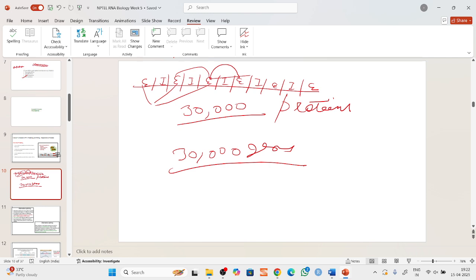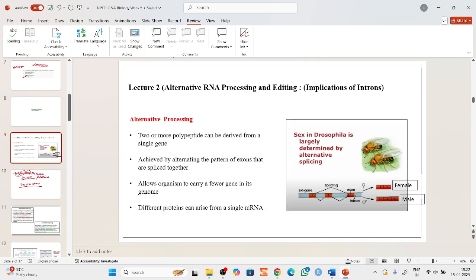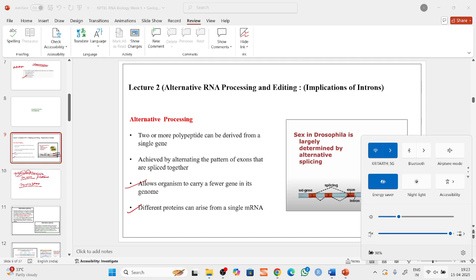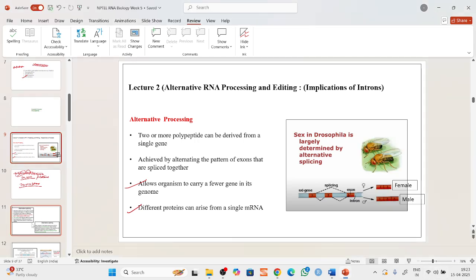And if it is a correct combination of exons, which usually happens when you're doing alternative splicing, it can lead to formation of different kinds of proteins. This means that from one gene, by just changing the pattern of exons that you are taking, you are actually making different kinds of proteins. So that's what they are saying: different proteins can arise from a single mRNA. It is very important, and it allows the organism to carry fewer genes in its genome. With fewer genes also, you can have what you want, and that is the beauty of this particular thing. Is it clear to everybody? I hope this is clear.